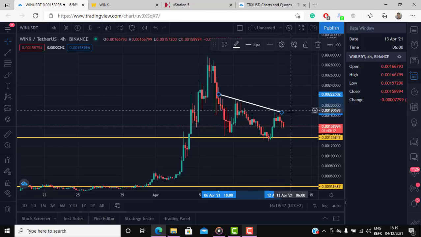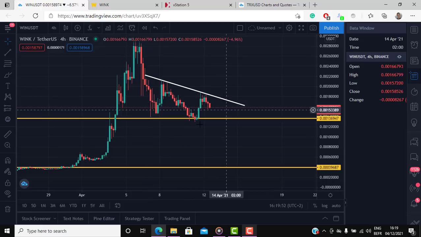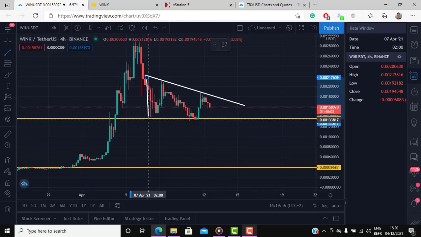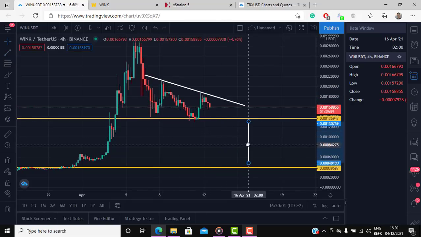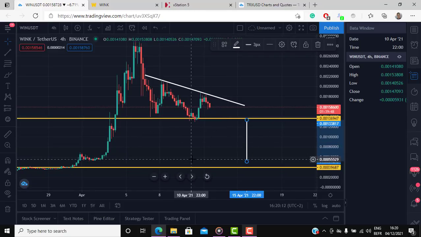For now we don't have the confirmation yet, and we could argue that we do have this descending triangle here. If we do break below this descending triangle, this could send us a lot lower. It could send us back over to the level that we mentioned previously of around 0.06. To be honest with you, if you go back all the way there, it would be really tough for Wink, technically.